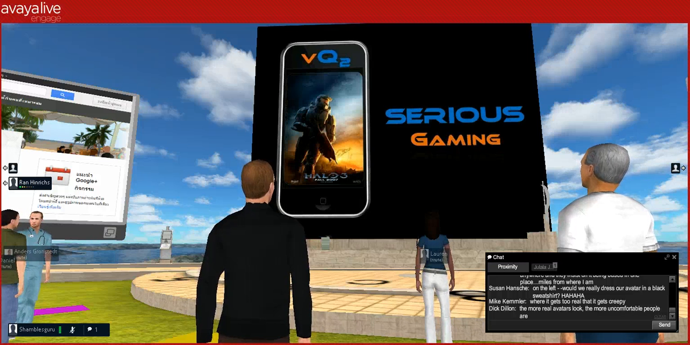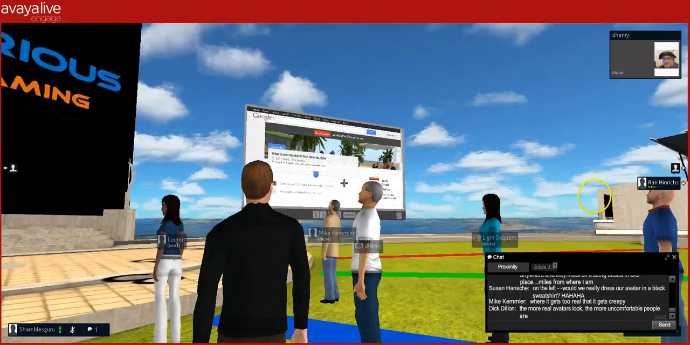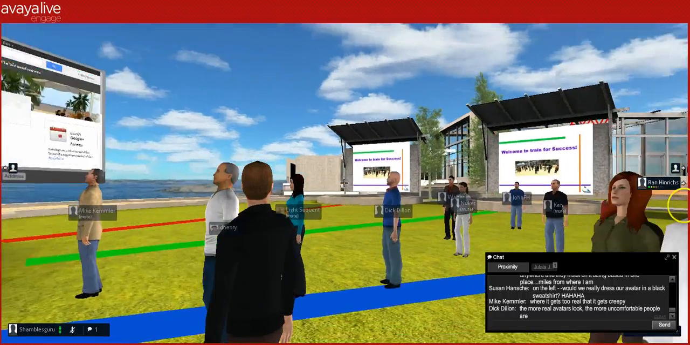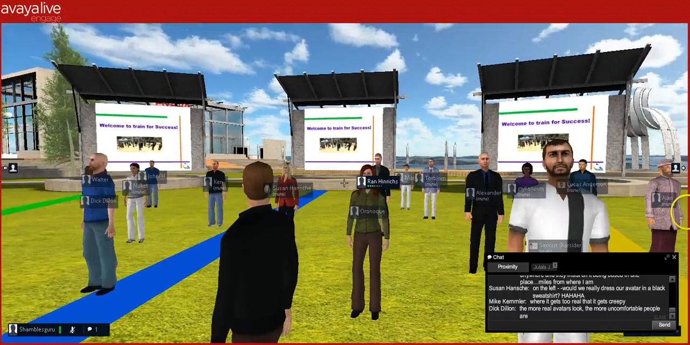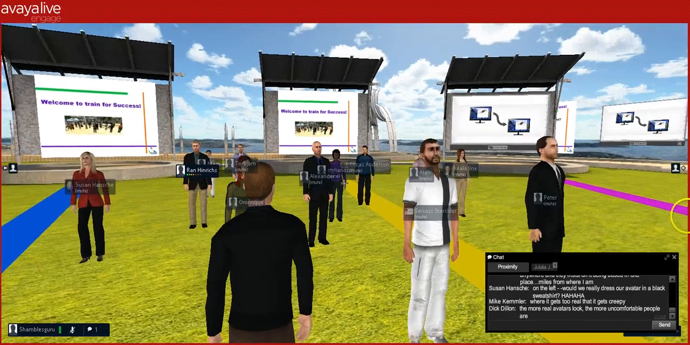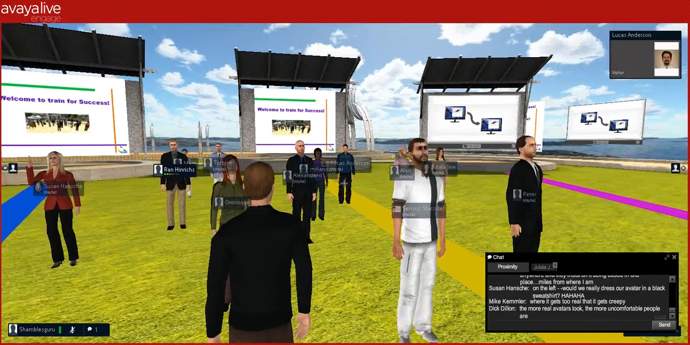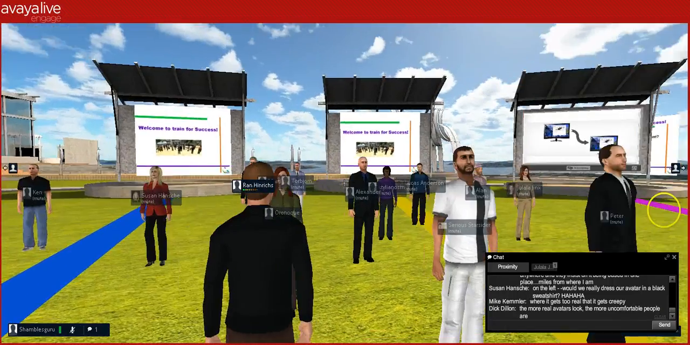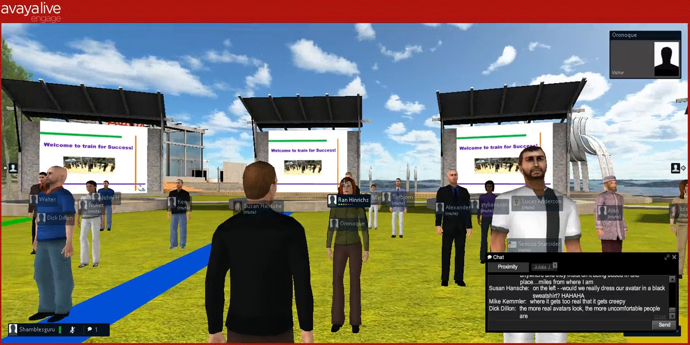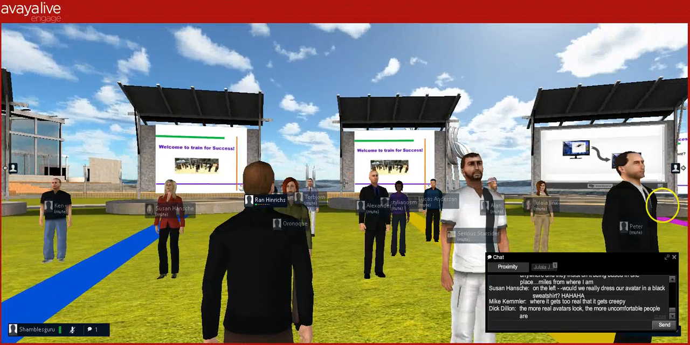VQ2. Serious gaming is no joke. Inside of gaming are the principles of interaction. Byron Reeves' book on total engagement, Carl Kapp's book on gamification. The techniques for engaging people, using point systems and reputation systems. This is not stuff to talk about. This is stuff to build inside of the virtual environment so that people feel a sense of accomplishment. They feel a sense of problem solving.